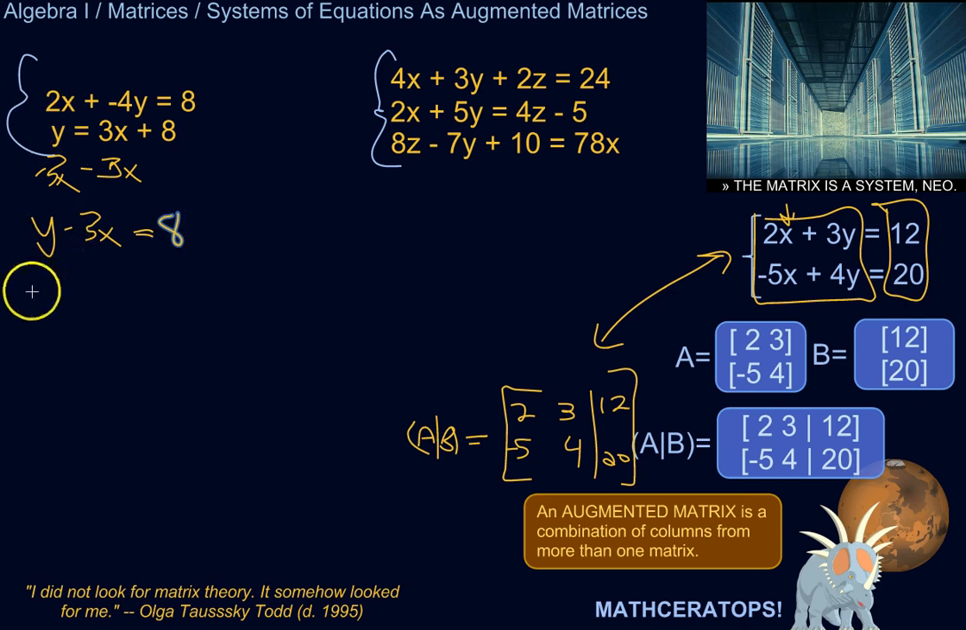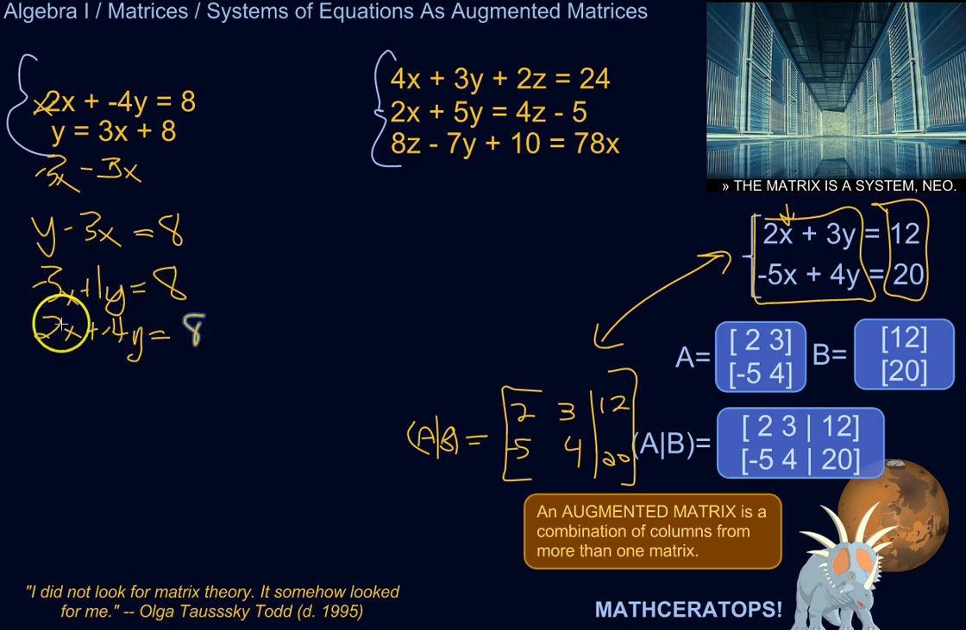And I want the x's to line up, so I'm just going to rearrange this to minus 3x plus y. And I'm going to call that 1y, just to make it more obvious. Okay, so I've got negative 3x plus 1y equals 8, and then this original one, 2x plus negative 4y equals 8.